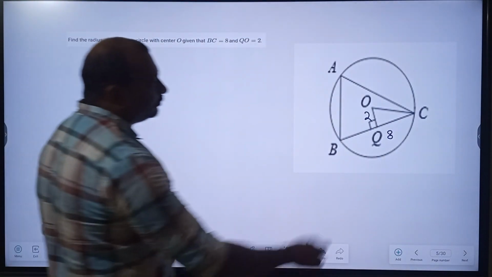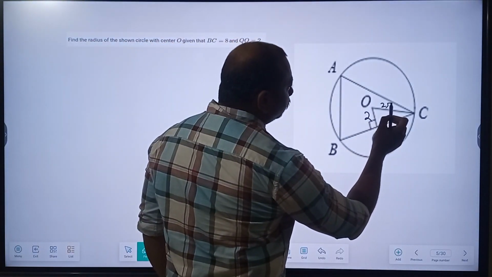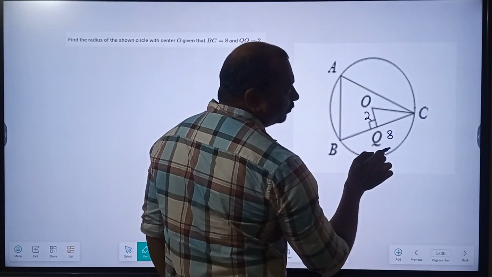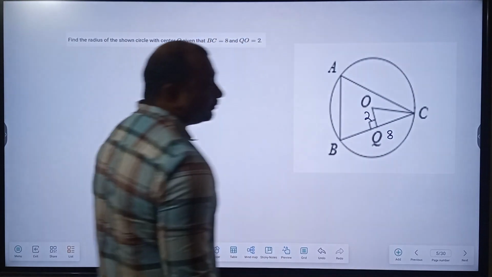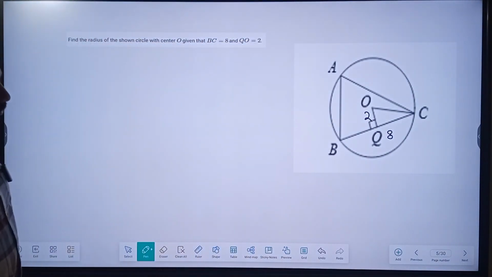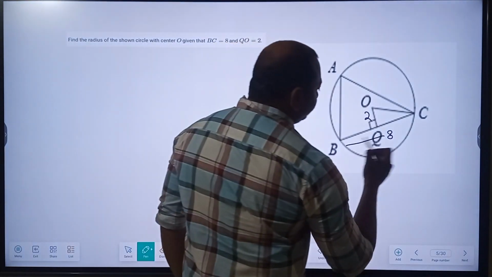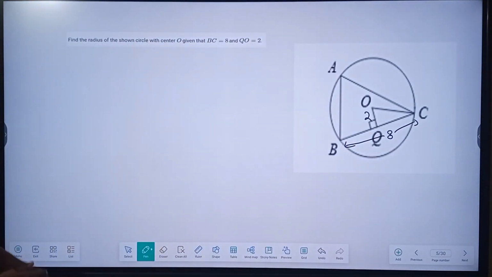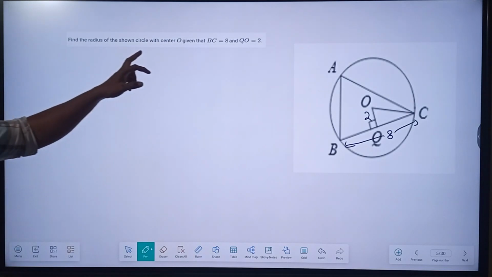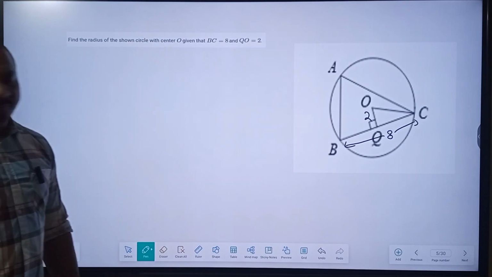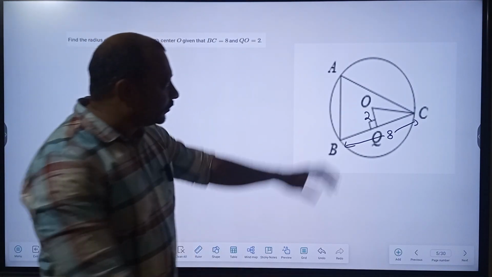Immediately you can write this value is equal to 2√2, 4, hypotenuse, 4, 2, 4, total is 8. BC is equal to 8. Okay. What you need to calculate? The radius of the shown circle. They are asking the circumradius. Okay.